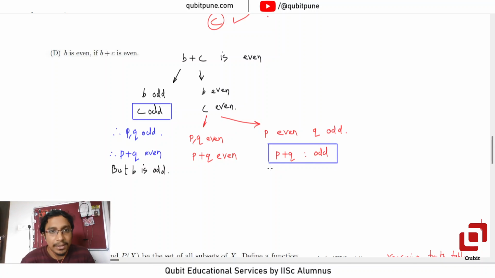Wait, we need to think now about this, because we are getting some cases which we didn't think would pop up. If B plus C is even, then B should always be even. If B plus C is even, B odd C odd, or B even C even. B odd, C odd means P and Q odd, which means P plus Q has to be even, but B is odd, so this can't be true.